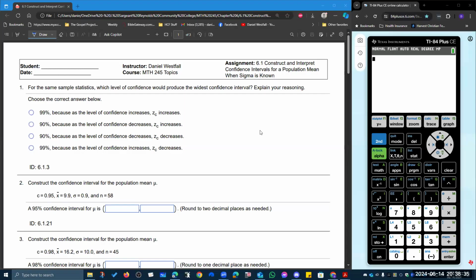In this video, we're going to construct and interpret confidence intervals for a population mean when sigma is known. I'll be using the calculator to help me do that, so I have that open over here.